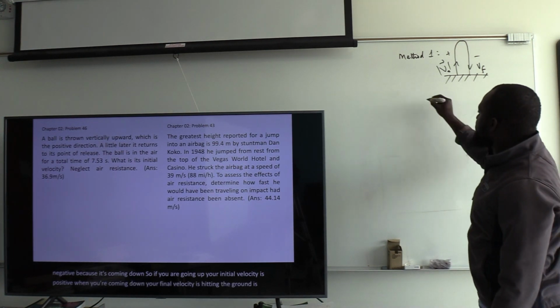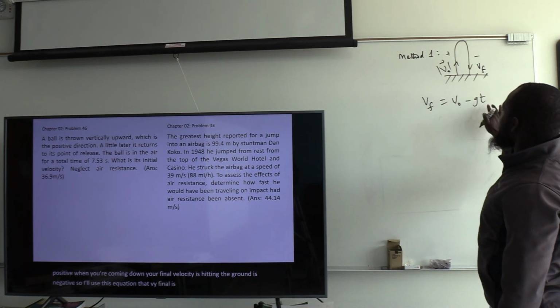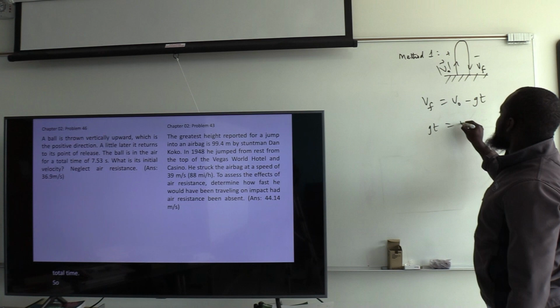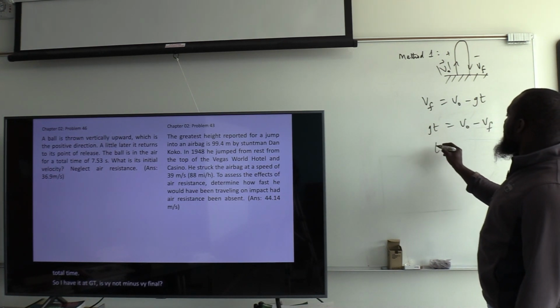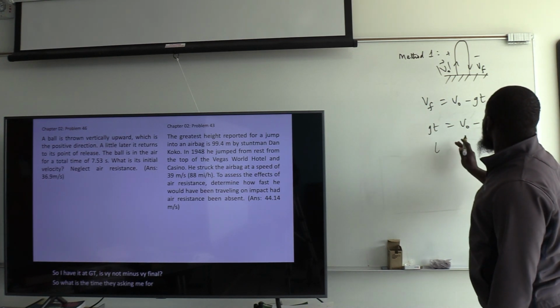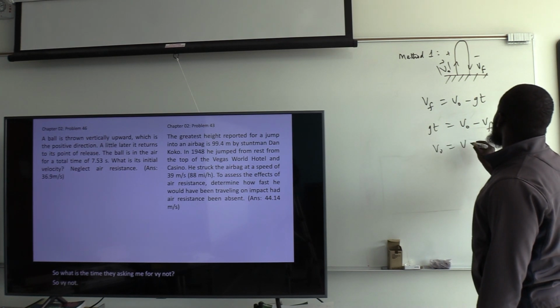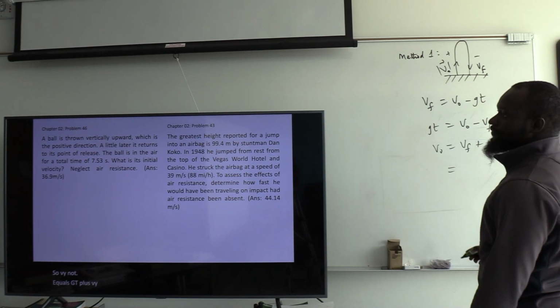So I'll use this equation that V final is V naught minus g t. So I know my total time. So I have it that g t is V naught minus V final. So what is the time? They're asking me for V naught. So V naught equals g t plus V final. So let's do that.